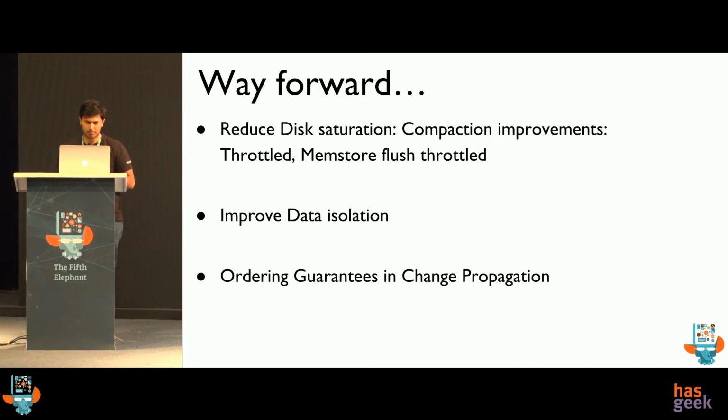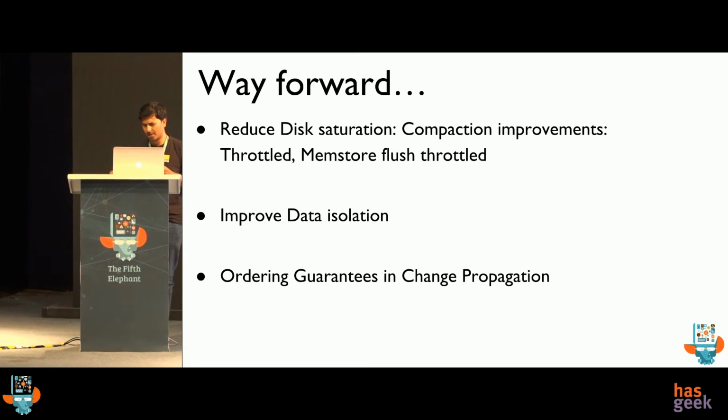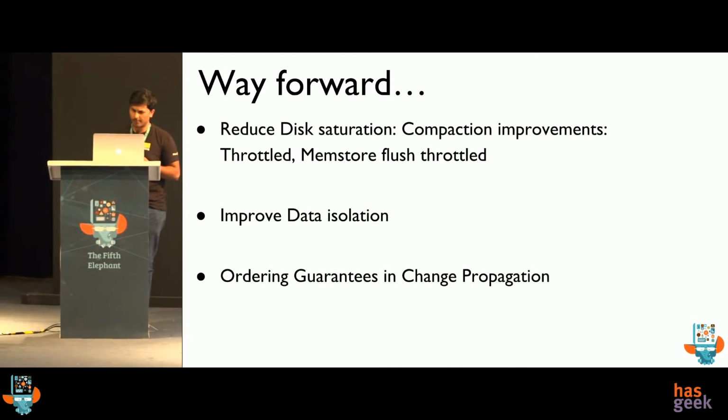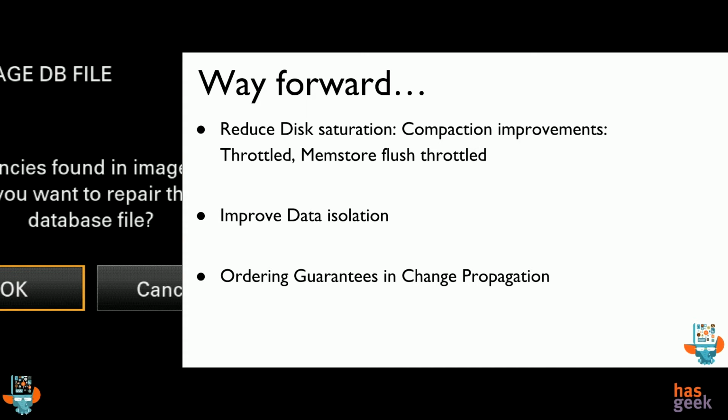So we're working to improve data isolation for the val file that gets created. And yes, there are certain edge cases. For example, when a node crashes or when you have a network partition, there isn't an ordering guarantee. You will definitely get your data, but we don't have an ordering guarantee in change propagation.